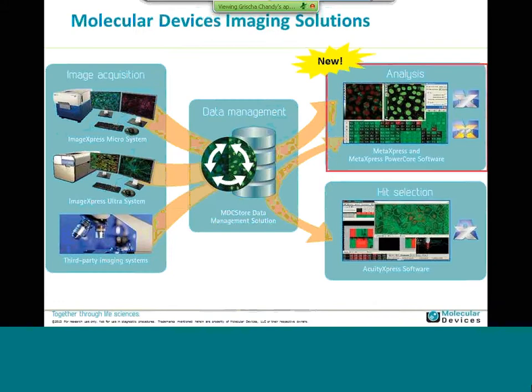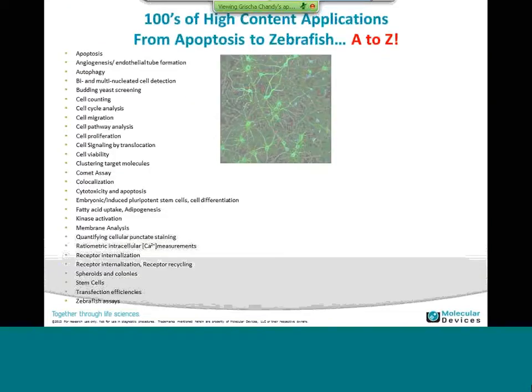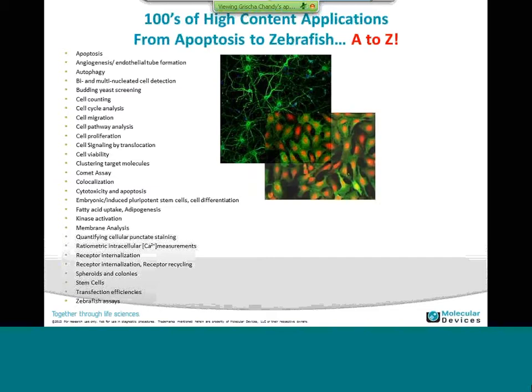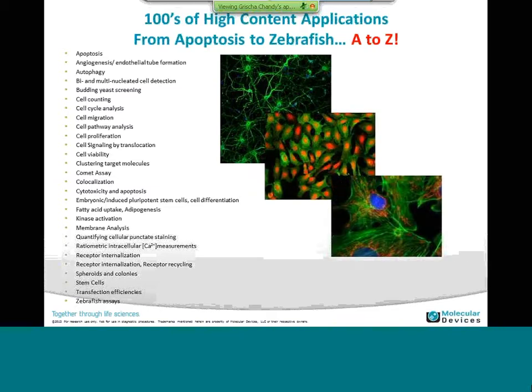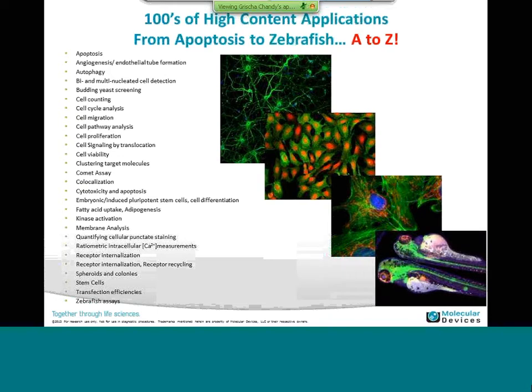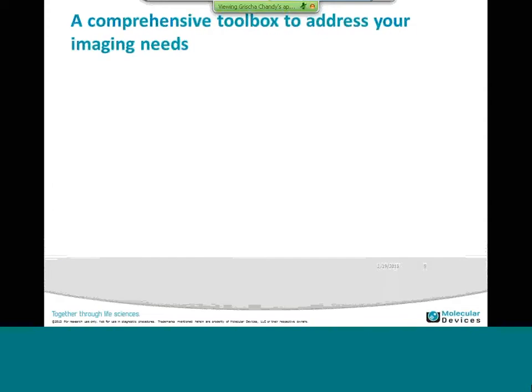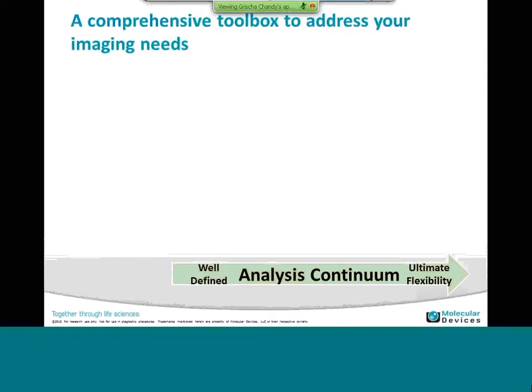I'm going to start with a little bit about what's new in MetaXpress. That will introduce what Paula will show you later. There are hundreds of high content applications out there, all the way from apoptosis to zebrafish. We like to think that we can address these applications from A to Z. And there's a long list of things on the left that need addressing that happen in high content screening. You need to approach those complex applications. You need a comprehensive toolbox for your imaging needs. And there are very well-defined applications.